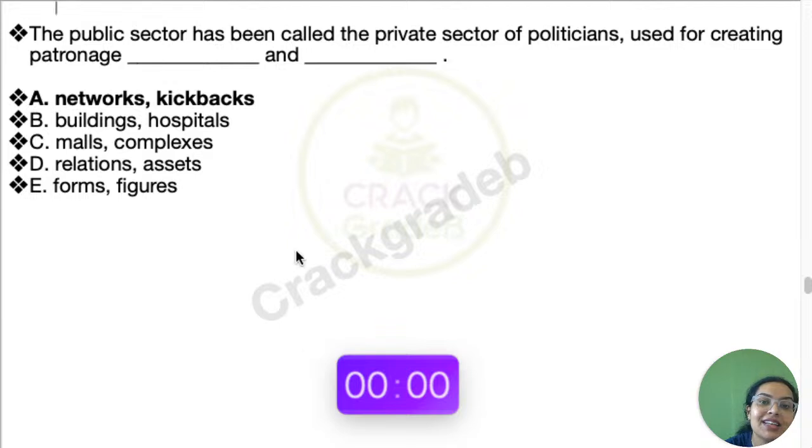See the first part of the sentence. Public sector has been called private sector of politicians. They are using it as they want. So when you say a kickback as a noun, it is where illicit things are happening, illegal things are happening, and that is a transaction between two parties. So kickbacks, networks, patronage networks. This is the reason why the author is saying that even though it is a government-owned public sector, still politicians are misusing it, and that's what we wanted in a negative context. And A is your answer.